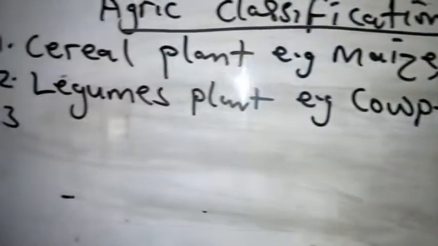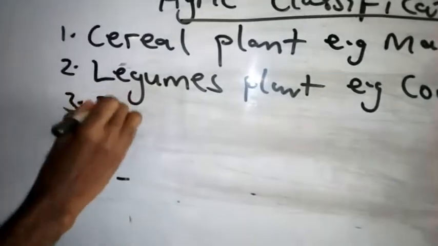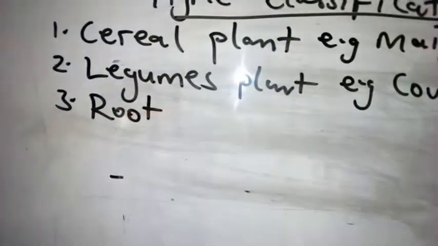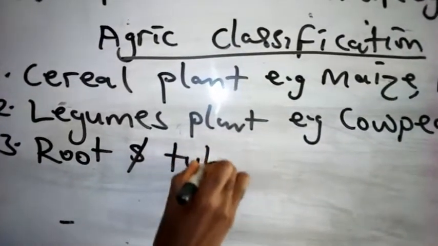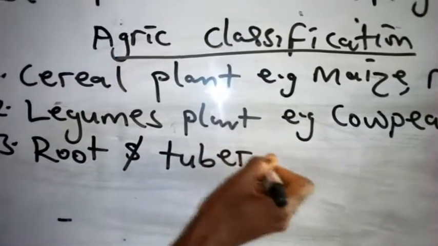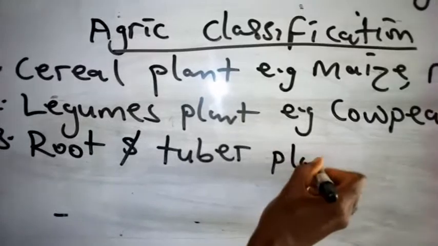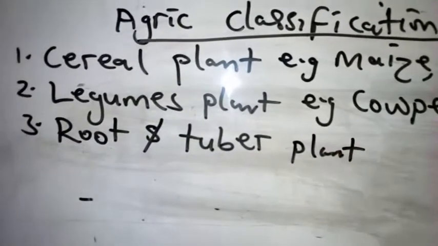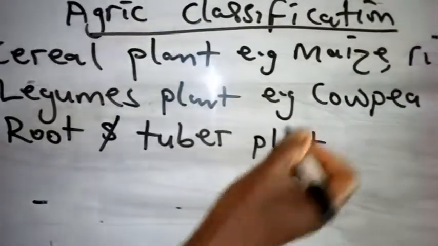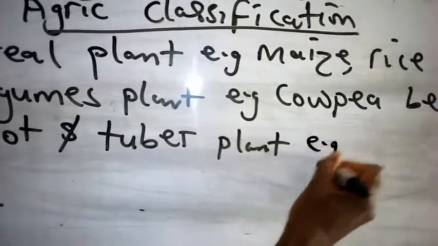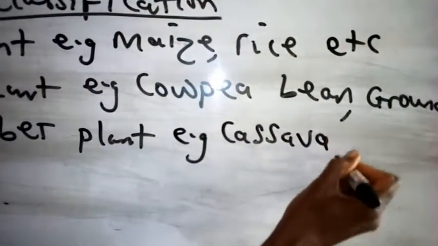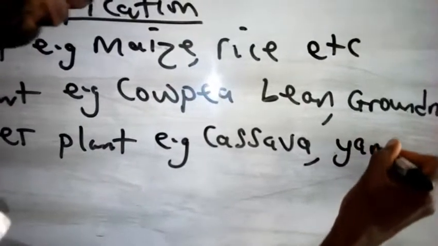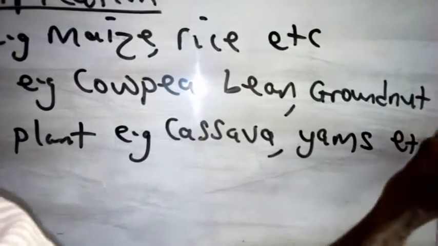Agri-classification again, they can classify plants based on roots. Some plants are root crops and some are tubers. So roots and tuber plants, can you think of one? Let me give you an example. We have things like cassava, we have yam, because we are talking about tubers, etc.